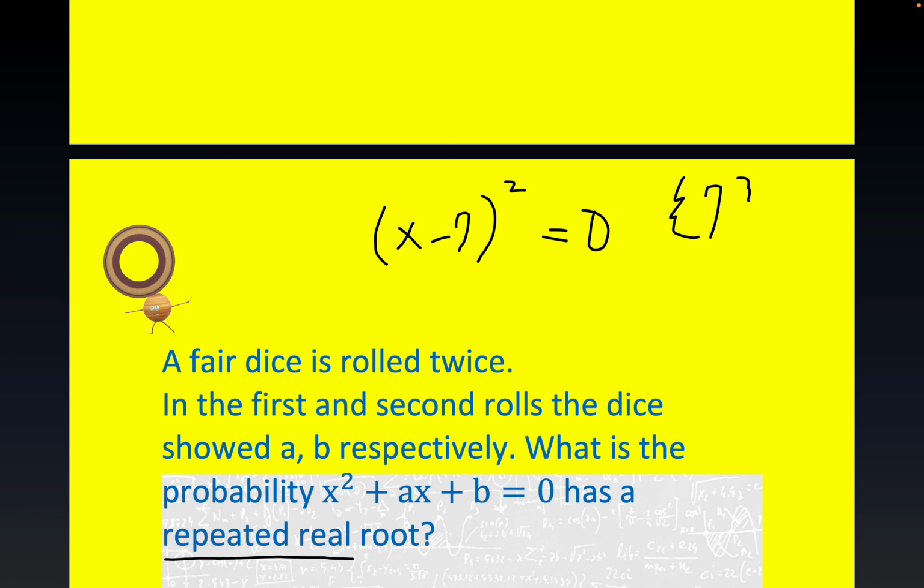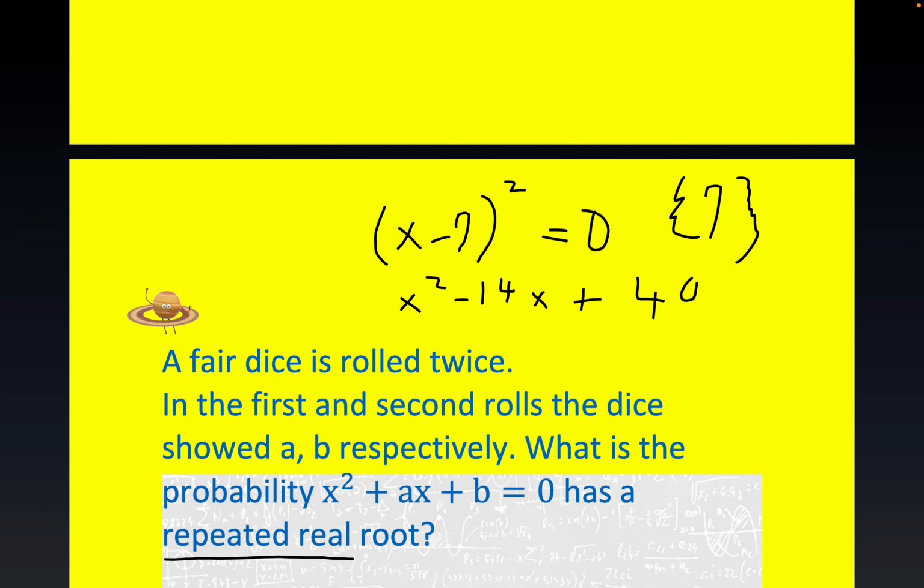There's some controversy on that, but in any event, when you expand this out, you'll get x squared minus 14x plus 49. And this is just an example to understand what we mean by repeated root and how the discriminant is going to play a role here.